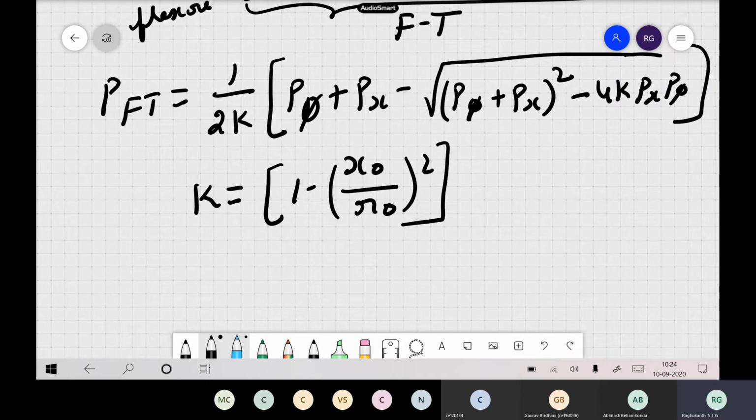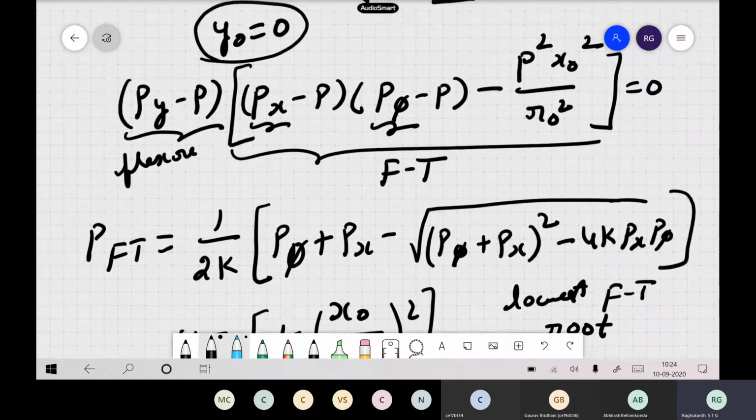So this is the lowest root, the lowest FT root, flexure torsional buckling. And the other root anyway is Px, okay. Sorry, Py is the other root here.